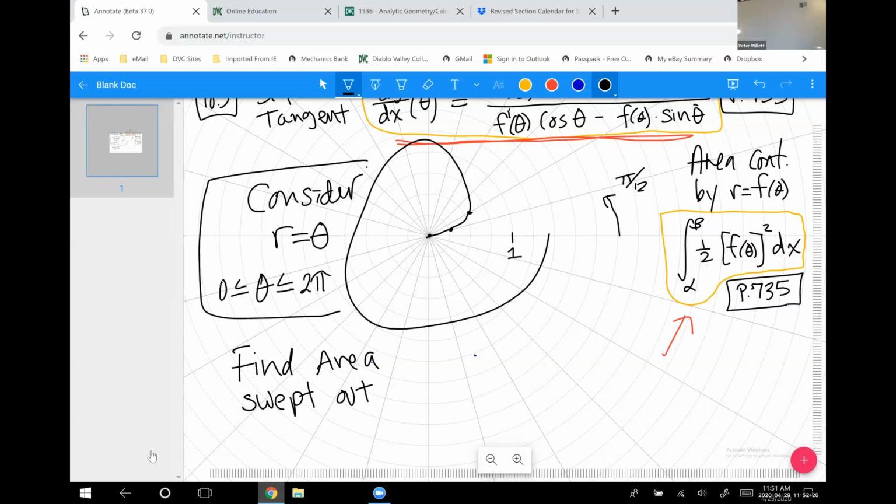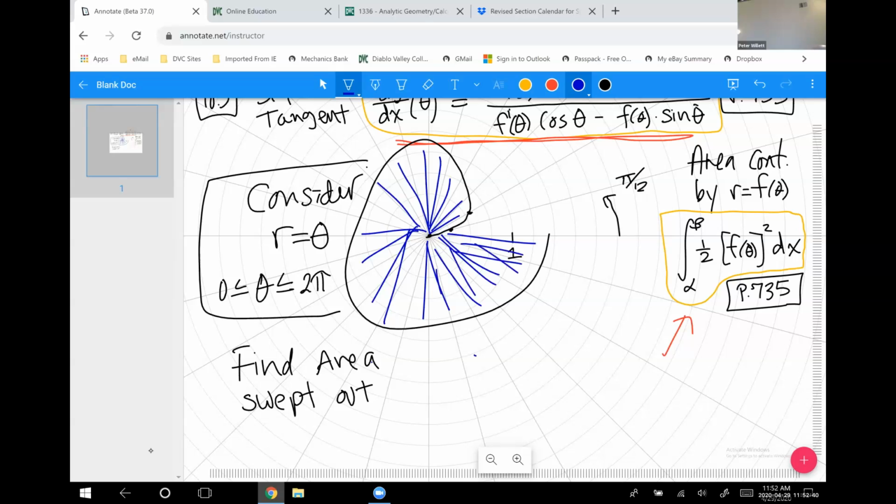So that means you can imagine that as these were being made, this is being swept out. Of course, this is supposed to be at 2 pi, which would be way out at 6 or something, so this is very drastically not drawn to scale. But you get this spiral, and you want to get the area in the spiral. So that's the goal. Let's give that a try and ask questions.